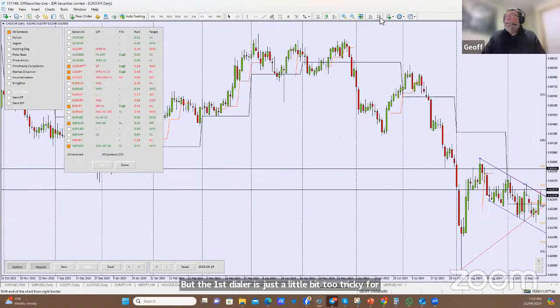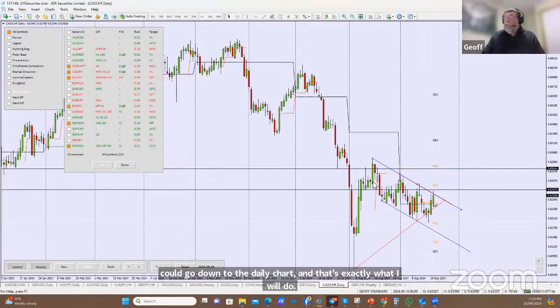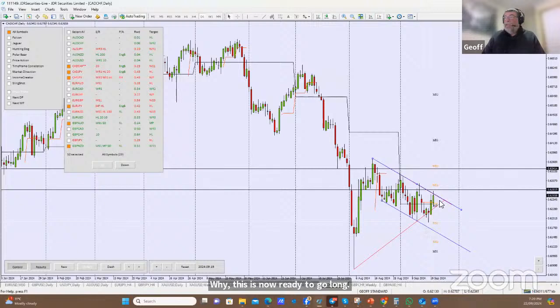I could go down to the daily chart, and that's exactly what I will do to see if I can find a reason why this is now ready to go long. At the moment, what I see is this channel here, and we're at a resistance level, from a support: reject, reject, reject. I can't enter here. It doesn't make sense to me. So I'm happy to say I'm aware that CAD Swiss has got a big reversal bar.